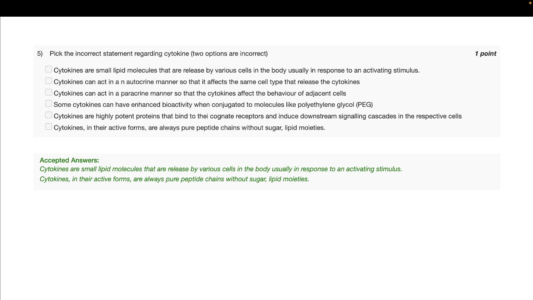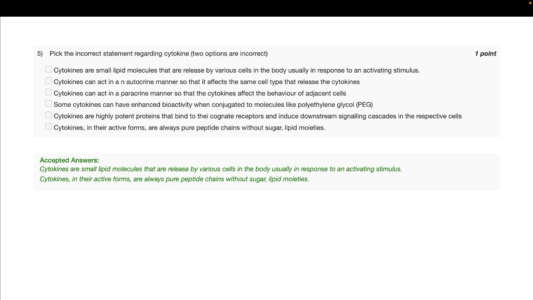Next, cytokines can act in a paracrine manner, so that cytokines can affect the behavior of adjacent cells. In the same example, this macrophage has released the cytokines and now they are acting on a nearby cell, which might have different receptors compared to the first cell. This is known as paracrine manner, whenever a macrophage releases cytokines and they affect nearby cells. So this is also a correct option.